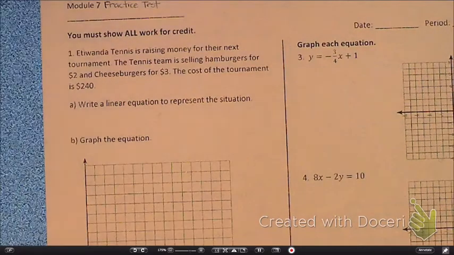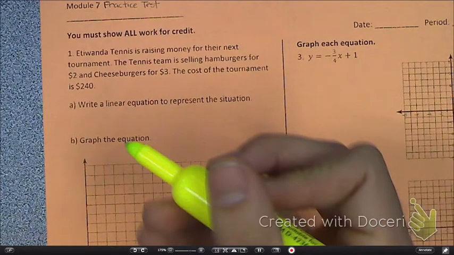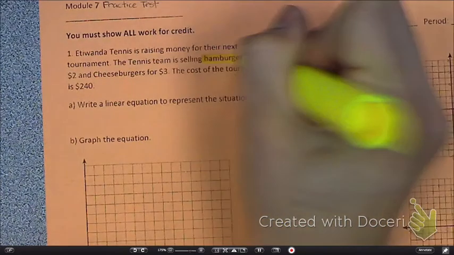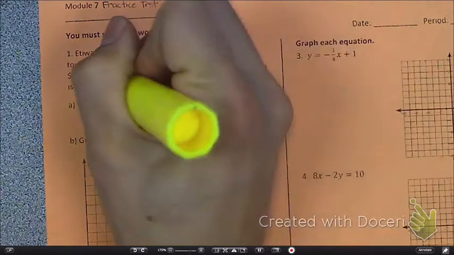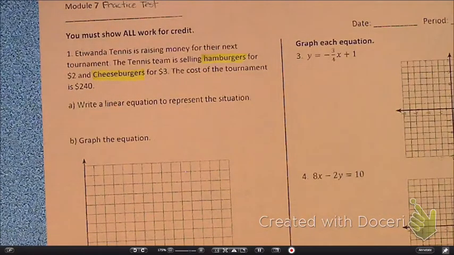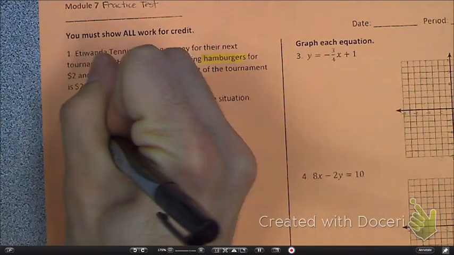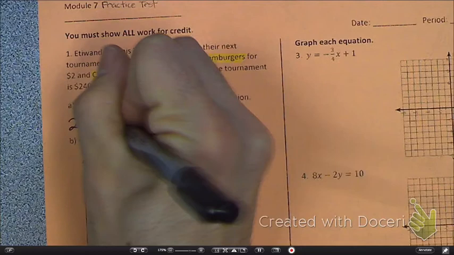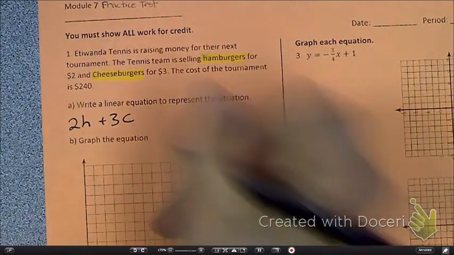The variables are hamburgers, H, and cheeseburgers, C, and the total is going to be 240. Alright, okay, one at a time. 2H, because each hamburger is $2, plus 3C, for the $3 cheeseburgers, equals 240.